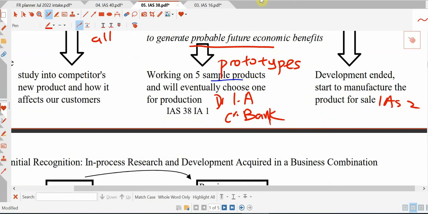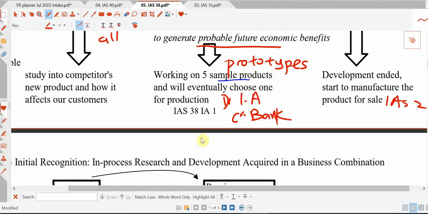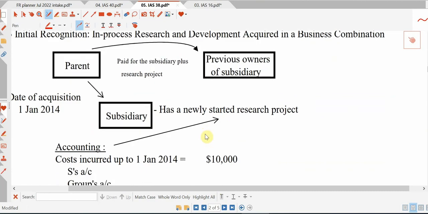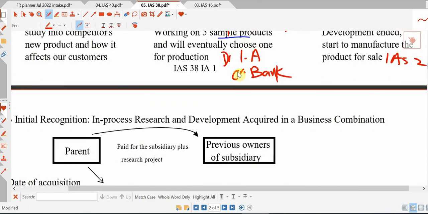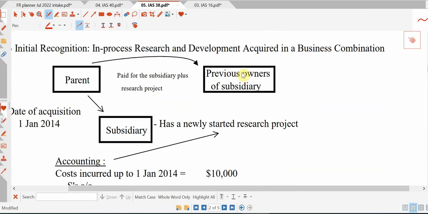Right, just a bit more before we end the lecture. Can you go to the next page here? Page 2. Wow, we spent so much time on page 1. Let's look at page 2 here.